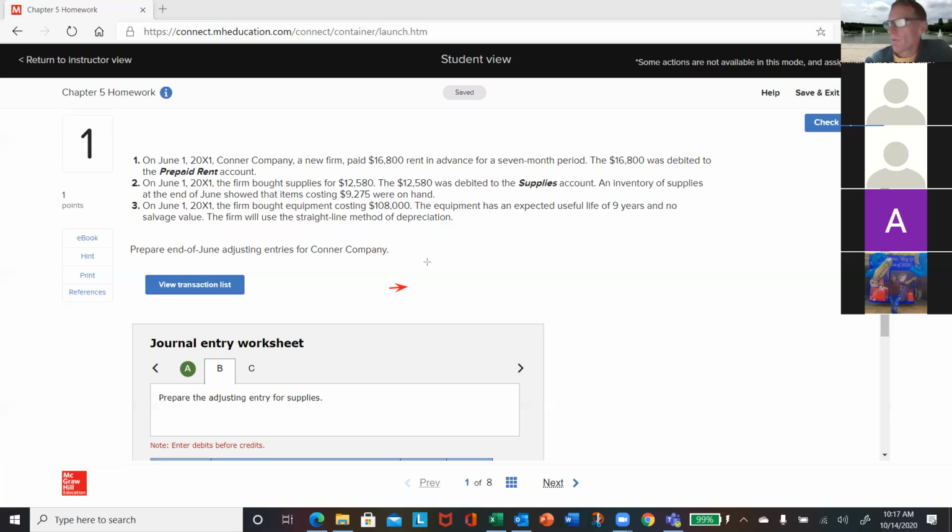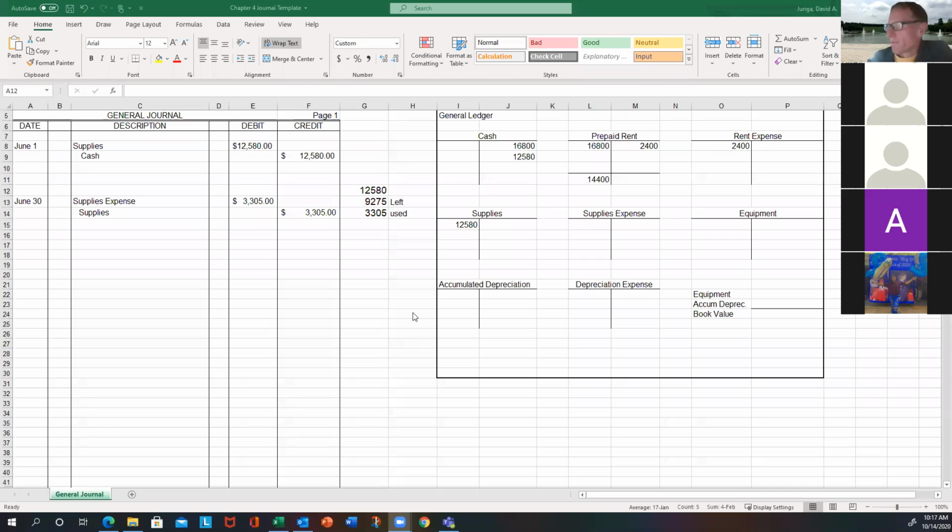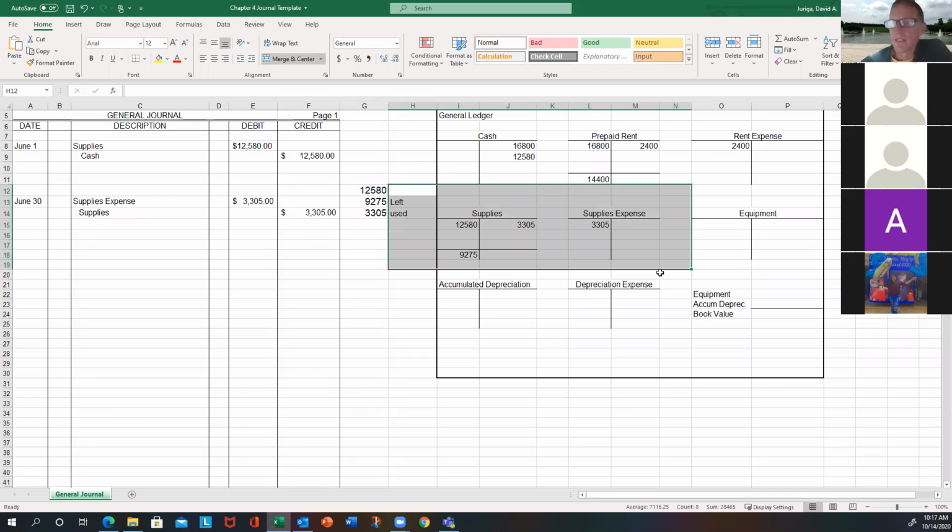So in this problem, we've got the entry, and let me make sure we post it. Once you've got it, you would post it to your ledger. Supplies expense would get a 3,305 debit, and supplies would get a 3,305 credit. You would update your ledger account of supplies to show that your balance should be 9,275. That is what your supplies and supplies expense accounts would look like after you did the adjusting entry and posted it to the ledger.